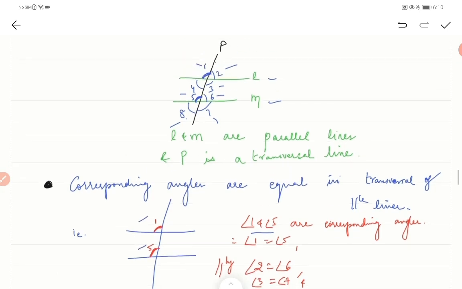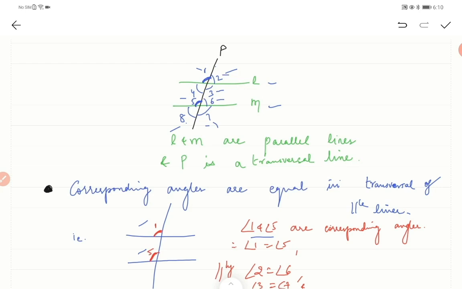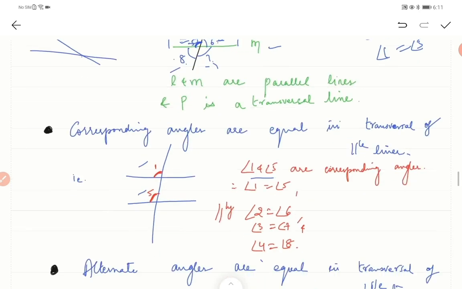Angle 1 and 5, angle 4 and 8, angle 3 and 7, angle 2 and 6, they are corresponding angles, and all the corresponding angles are equal. That is, angle 1 and 5 are corresponding, which means angle 1 will be equal to angle 5 in parallel lines. Since the distance between the parallel lines is the same, the angle formed here will be equal to the angle formed here. So this is a corresponding angle. Angle 1 will be equal to angle 5, angle 4 will be equal to angle 8, angle 3 will be equal to angle 7, and angle 2 will be equal to angle 6.